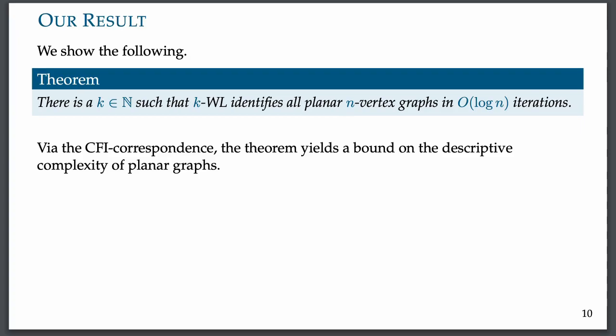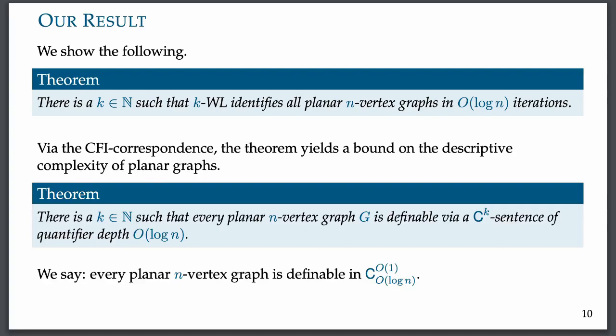By the correspondence to logics that we have seen, this is equivalent to saying that for some constant k, every planar graph of order n is definable with a C^k sentence of logarithmic quantifier depth. And we say every planar n-vertex graph is definable in C^O(1)_O(log n). So we write the number of variables in the exponent and the nesting depth in the index. In the remainder of the talk, I will outline the proof for these statements.